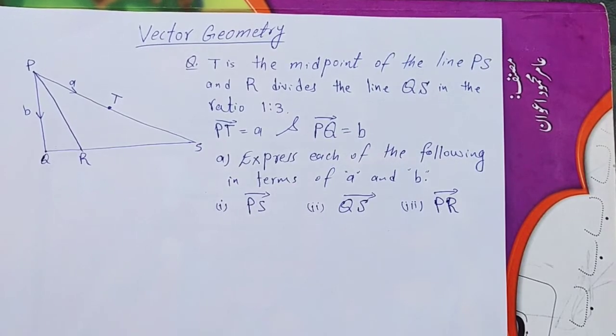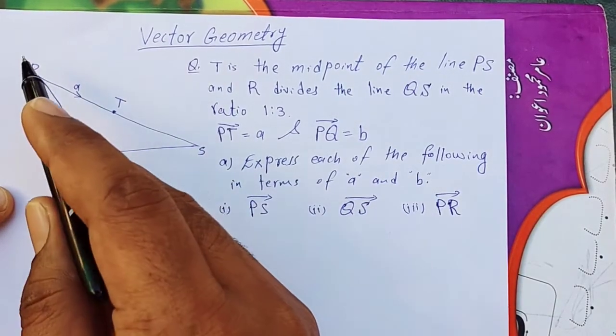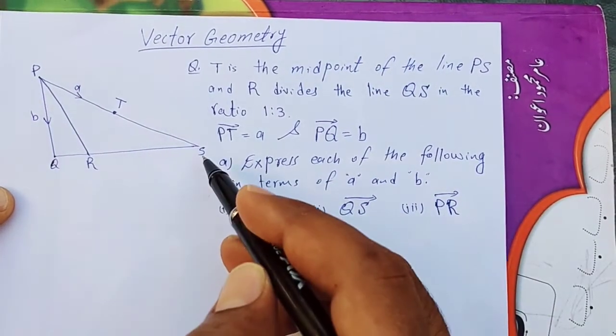This is teacher Ali. Today we are going to learn vector geometry. There is a given question and a diagram. Let's try to understand the question first. After that we will start our solution. The diagram is in the shape of triangle P, Q and S.